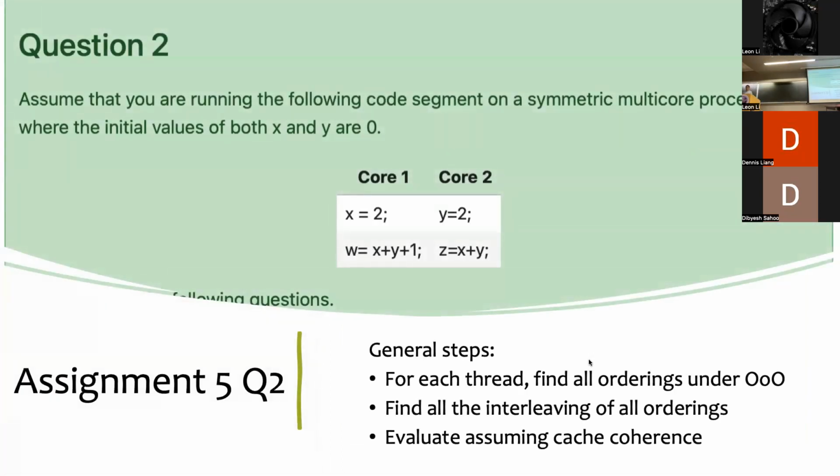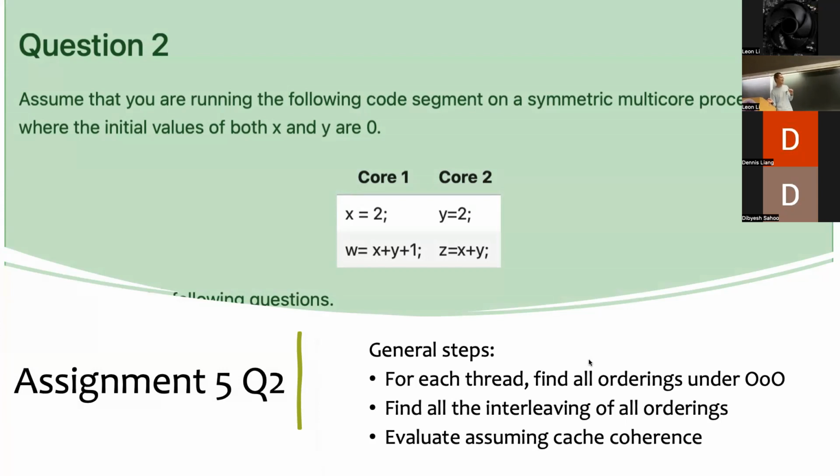About question 2, right? Question 2 is very similar to the lecture example. Remember, we have two threads, each with 2 lines of code. The order in which we run the instructions will determine the final result. 0001, 1011, different combinations, right? It's the same exercise over here.